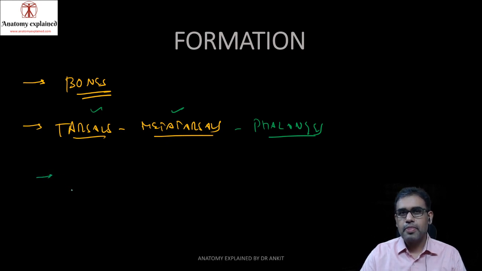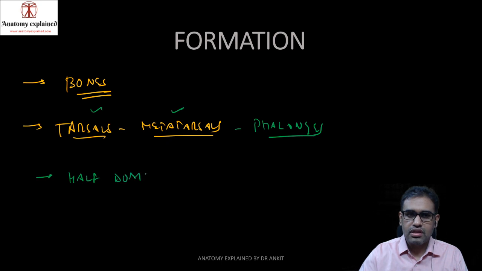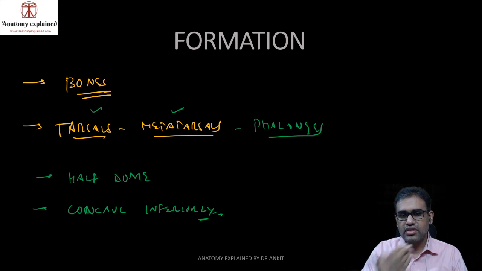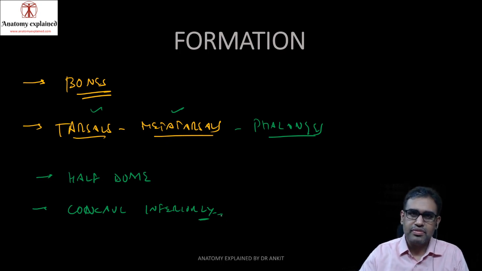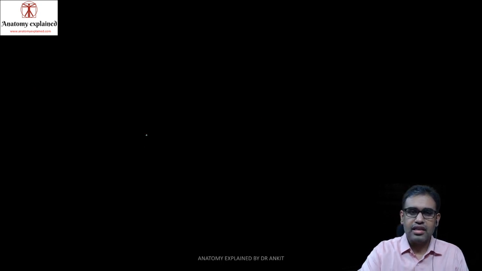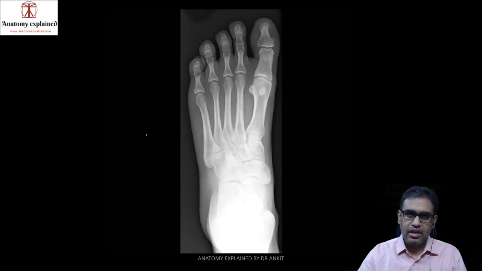Now what happens is, once we look at the general shape of the articulated tarsals and metatarsals, the shape is like a half dome, which is concave inferiorly. That is the general shape you will see in a few figures also. So the shape is like a half dome which is concave from the inferior side. The main formation is by the bones of the foot, the tarsals and metatarsals. Let us see in an X-ray now how it is formed. If you look at this X-ray over here, that is the AP X-ray of the foot.